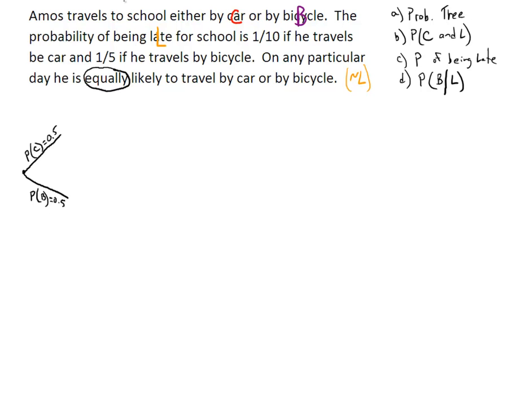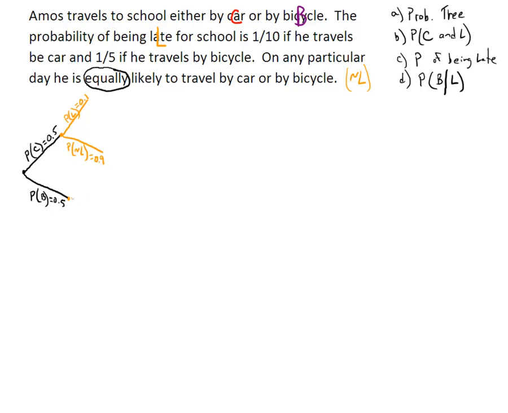Now we need to say, okay, well, is he late or not late? So our next branch is going to be, if he took his car, was he late or was he not late? So the probability of being late is 1 over 10 if he travels by car. So probability of late is 1 over 10, which is 0.1, which means the probability of not late, and since we know the branches all have to add up to 1, this is 0.9.